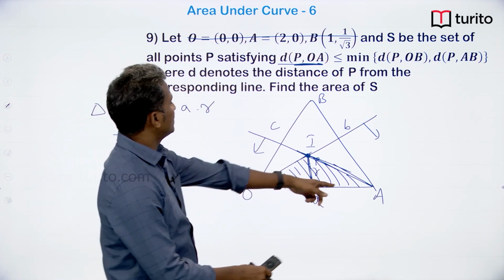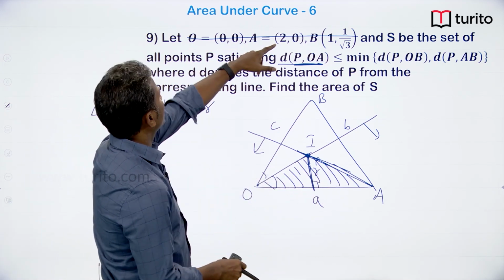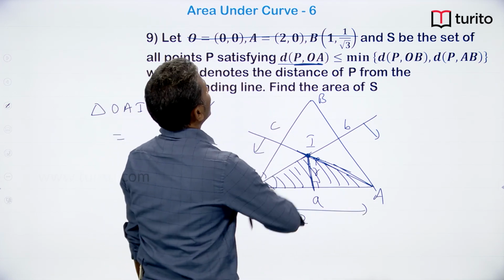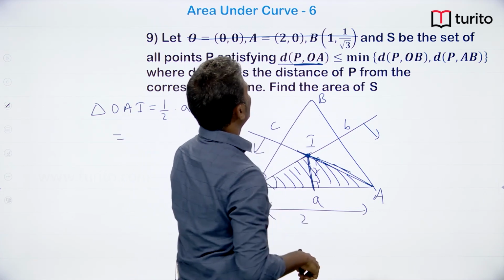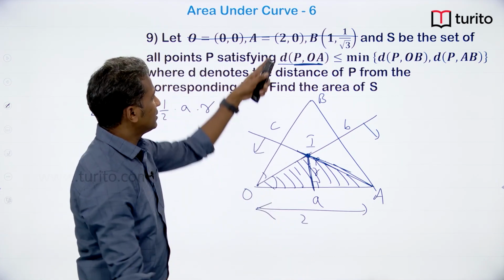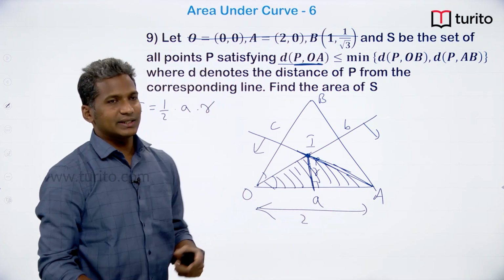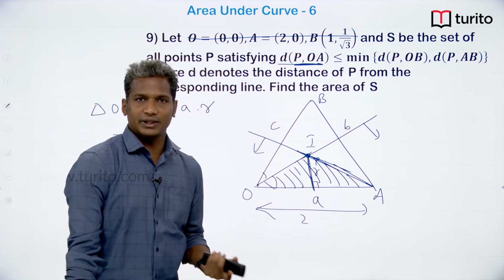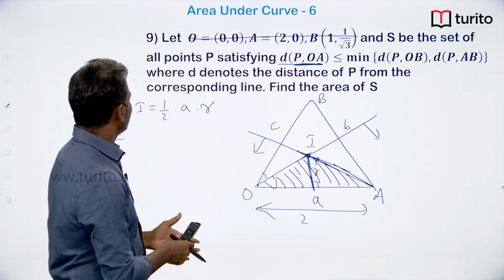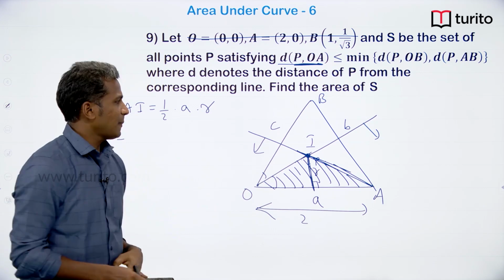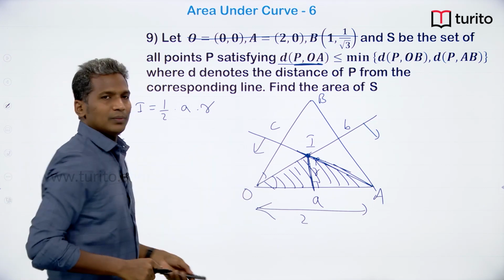Now let's look at the lengths here. A point is given as (2, 0), so this distance is 2 units, and B point is given as (1, 1 by root 3). See, these three points happen to be the vertices of an equilateral triangle, so this will be 1/4 of it. But otherwise you can get the inradius directly and get the solution. So this way you can solve the problem.